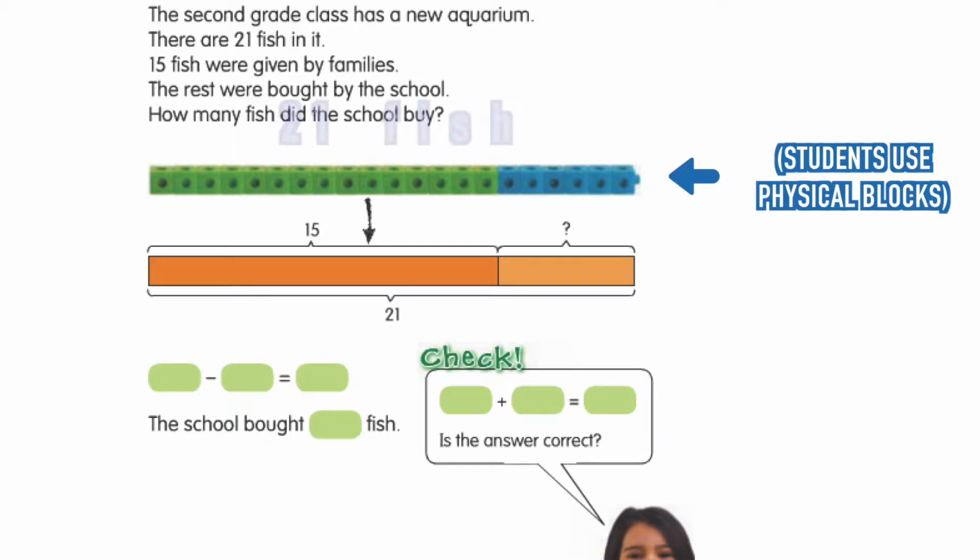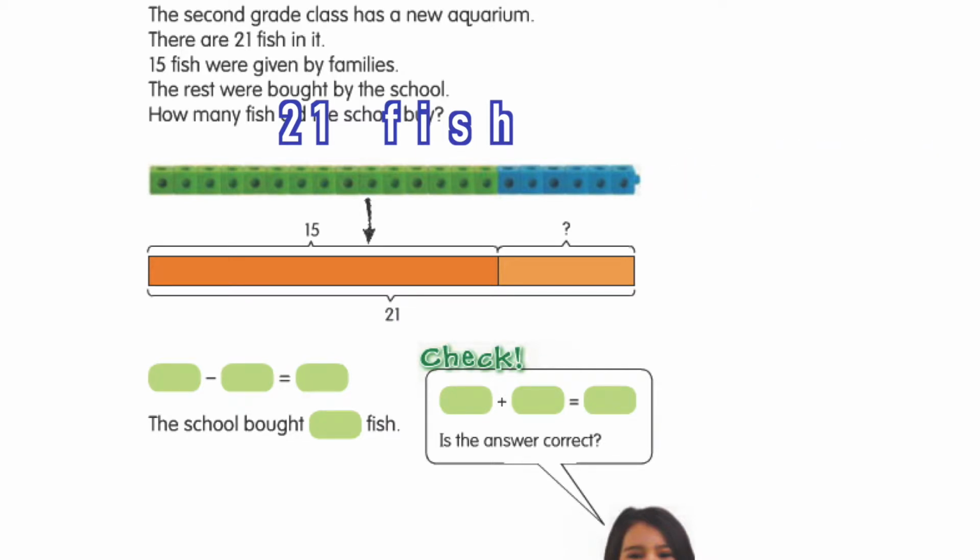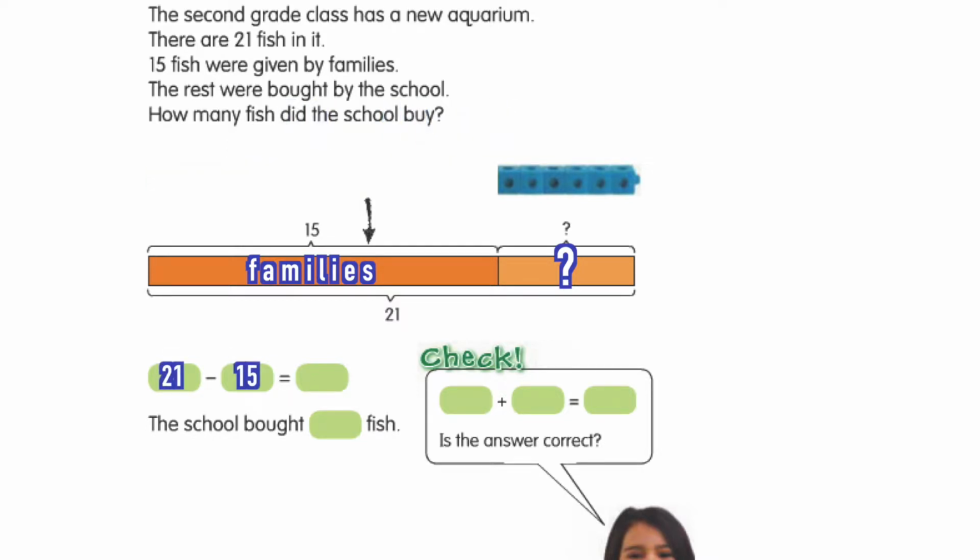In the abstract thinking, they know that they have 21 fish, and they know that 15 were given by families. A student might even label that with families. Then they realize the question mark, that's what they're looking for. Whenever students label the question mark, it helps them to not get lost in their calculations when they get into those complex problems. From there, they realize that this is a part-whole bar model and they can subtract. They take 15 away from 21, taking away those green blocks, and they realize that their answer would be, they can count their blocks up, 6.